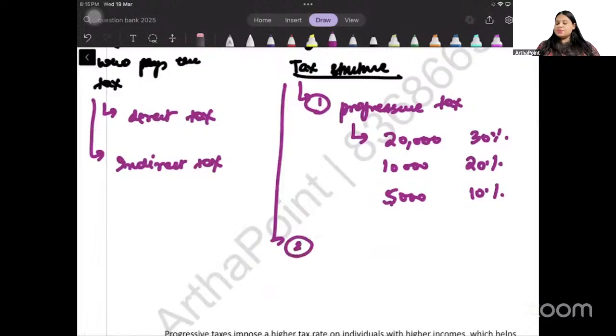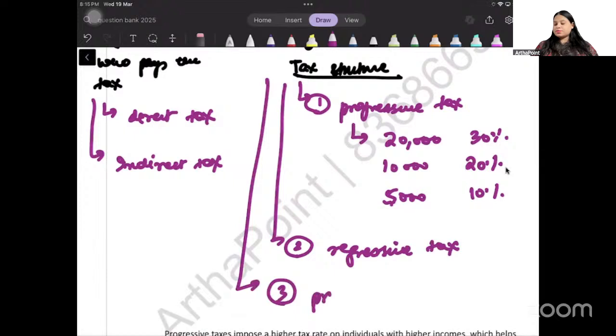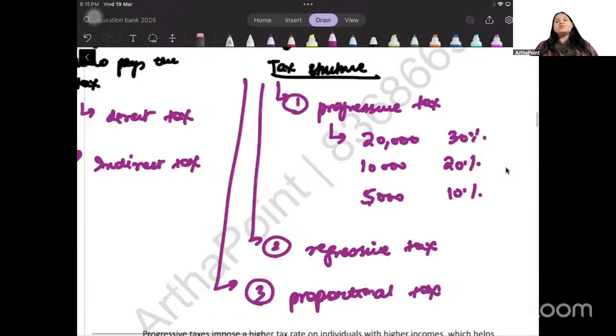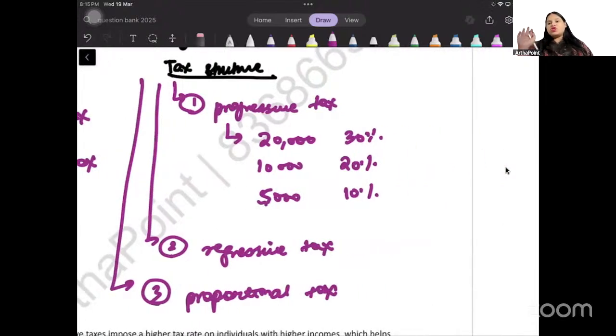The opposite of this beta is regressive tax. Regressive tax means lower income earner will pay higher percentage of their income. प्रोग्रेसिव का ऑपोजिट रिग्रेसिव होता है. एंड द थर्ड वन, दैट इज प्रोपोर्शनल टैक्स. प्रोपोर्शनल टैक्स मींस एवरीवन विल पे सेम परसेंटेज ऑफ देयर इनकम, सब सेम परसेंट पे कर रहे हैं, से 10%. तो ये हो गया प्रोपोर्शनल टैक्स. फ्लैट इनकम टैक्स, फ्लैट है ना.